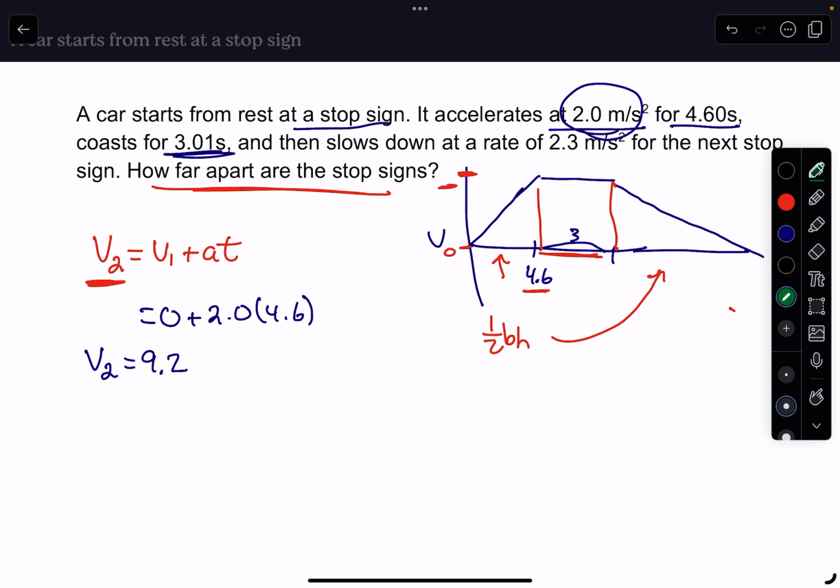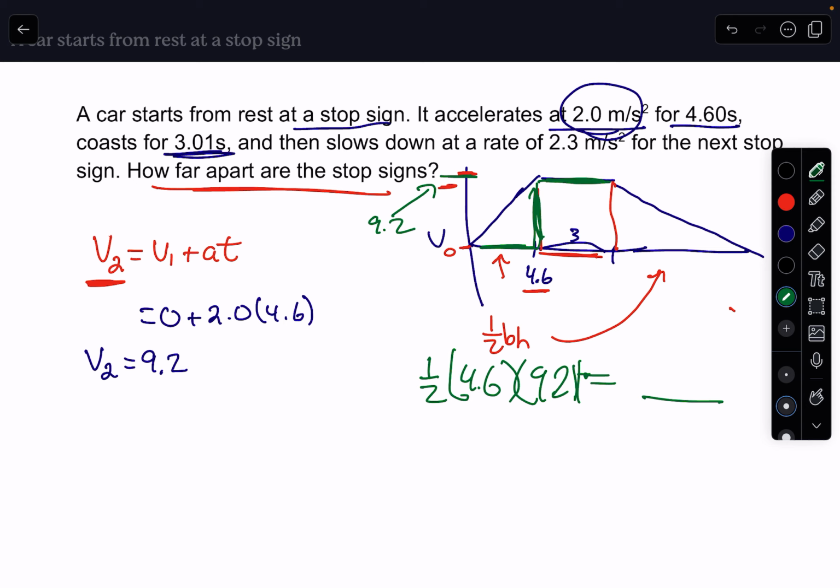Right? So if we know that this right here is 9.2, then to find the area of this green triangle, that'll be 1/2 times the base, 4.6, times 9.2. Find that answer, some number. Now this next one's super easy because this is 9.2 and this is 3.0. So 3.0 times 9.2, because it's a rectangle, and that gives you a number.